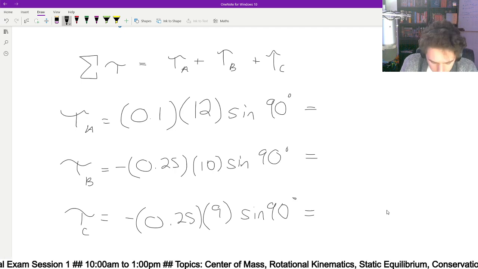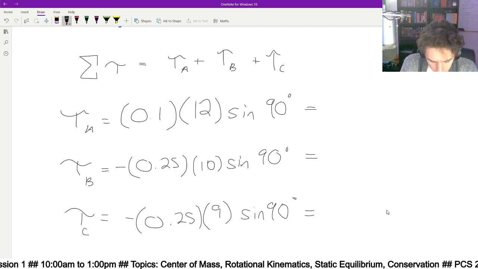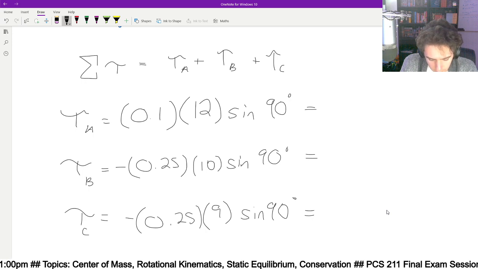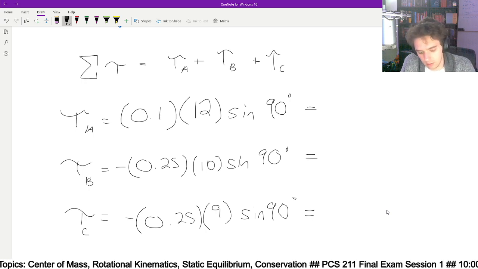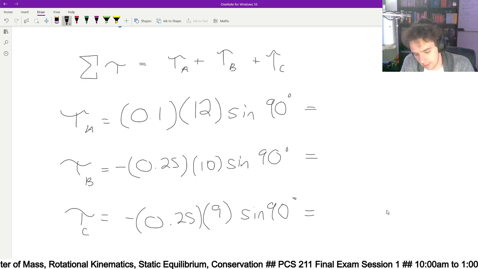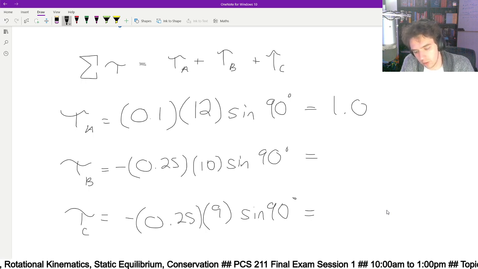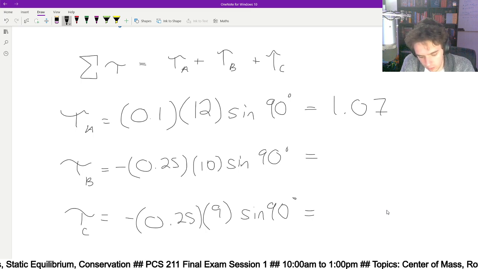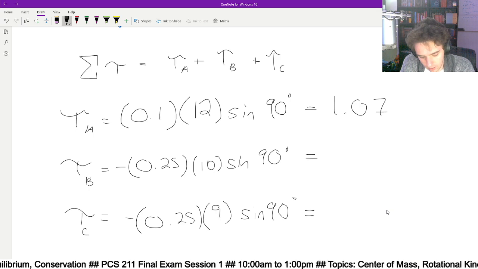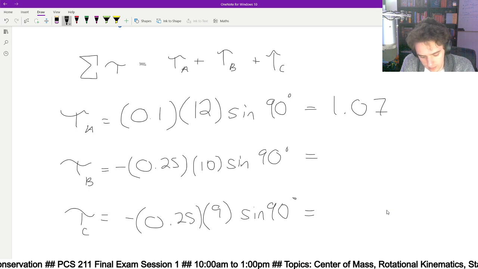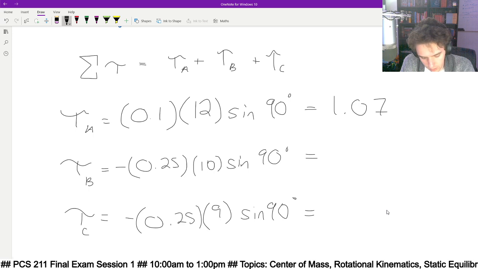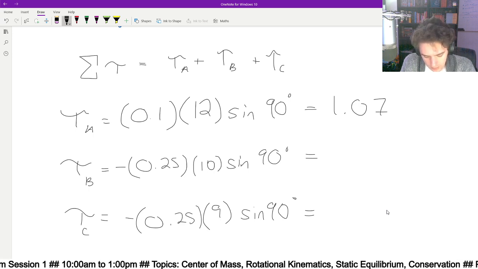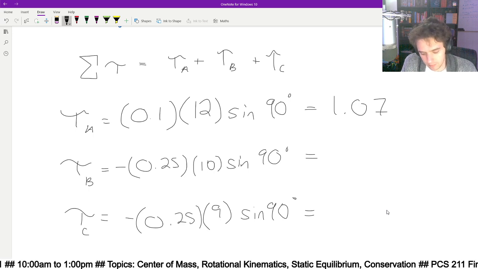So I will do 0.1 times 12 times sine of 90, which is just 1. Okay, I got 1.07. Oh, hold on, that didn't make sense. I'm in the wrong mode. So I'll do that again. 0.1 times 12 times sine of 90. Okay, there you go.